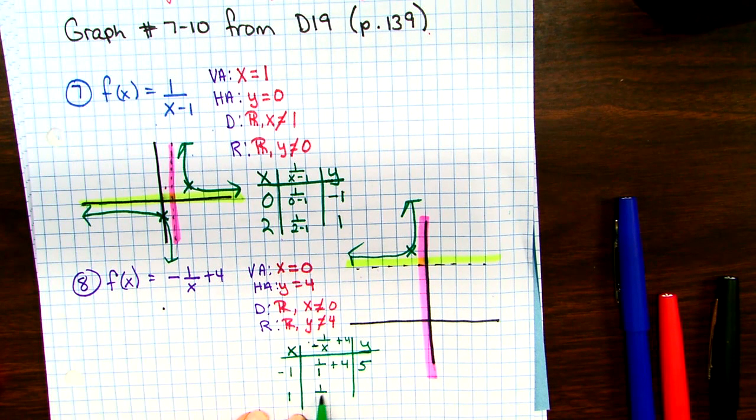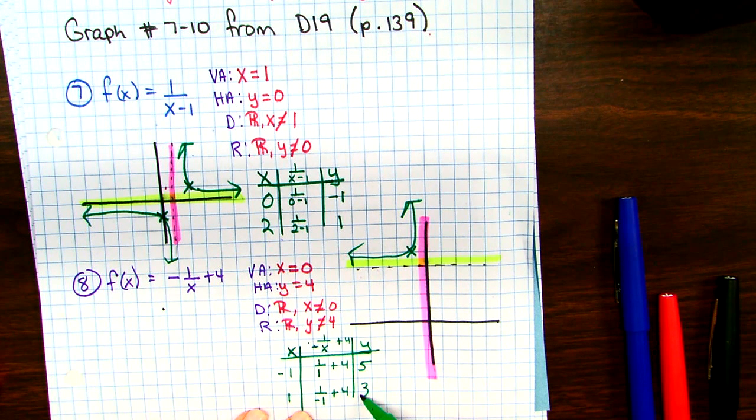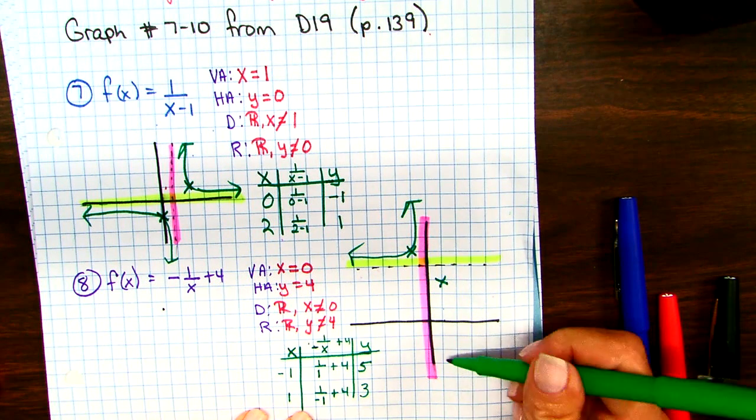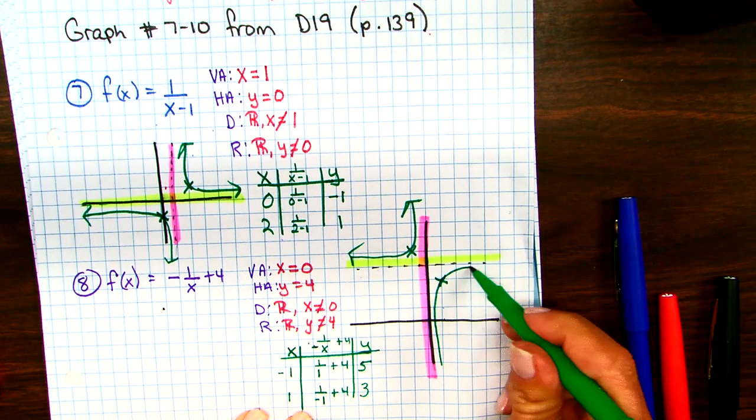I plug in a 1, I get -1. -1 plus 4 is 3. So I have a point to the right 1, up 3. And then you can see where the branch would be.